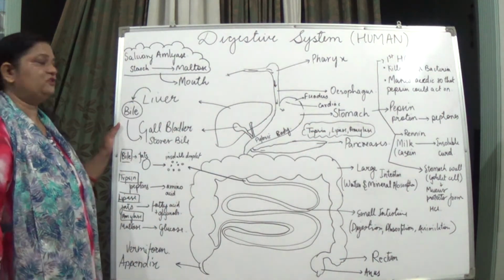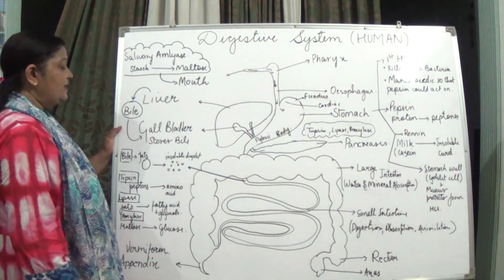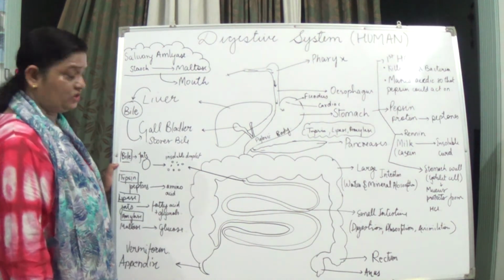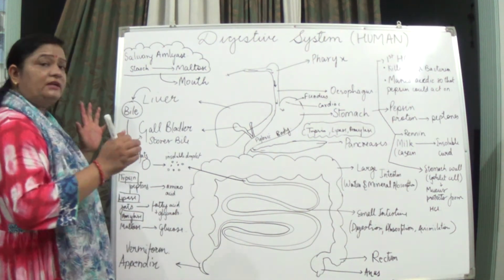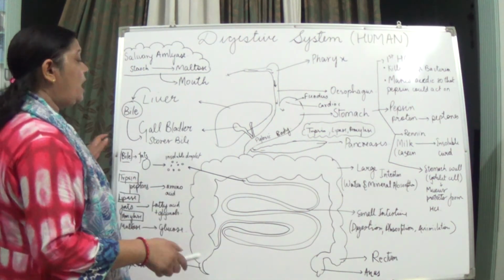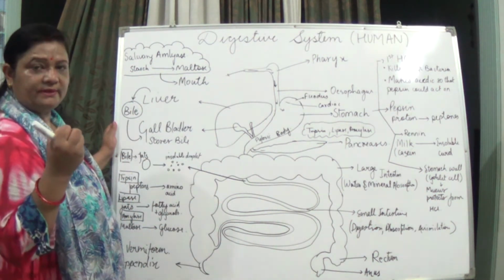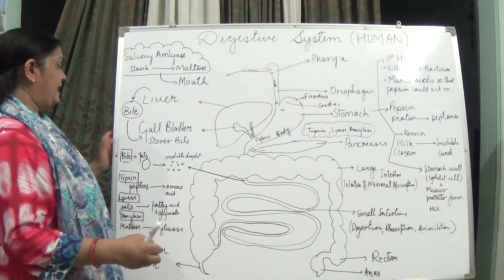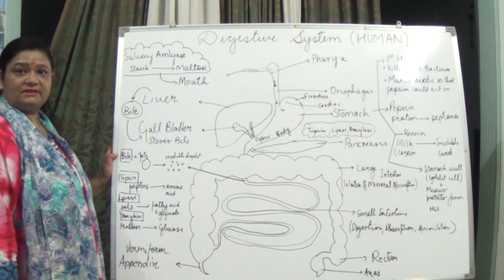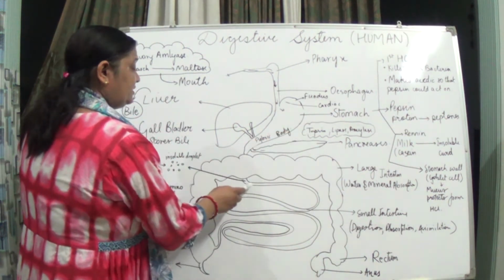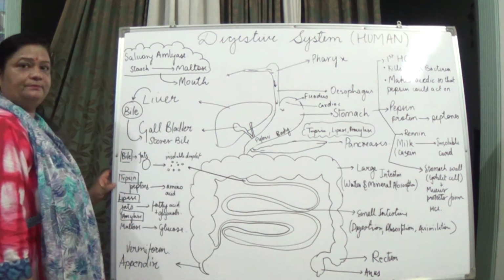So what is the function of this bile actually? This bile emulsifies the fats. What is this emulsification of fats? The bigger fat molecules are converted into small insoluble droplets. And here bile is what? Alkaline in nature.